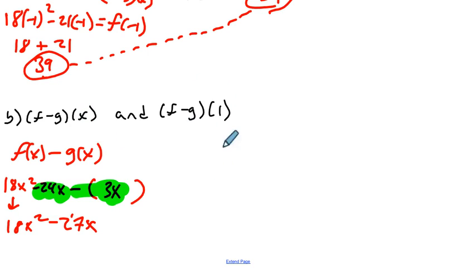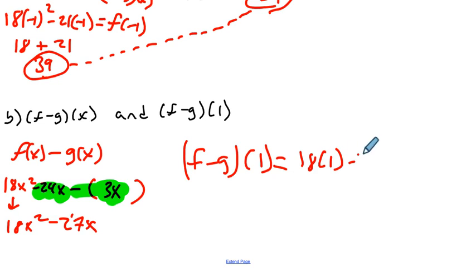So now if I want to find this, well, what is f minus g of 1? Well, that means I just take this and I plug in 1. 18 times 1 minus 27 times 1. 18 times 1 is 18. 27 times 1 is just 27. So then all we got to do now is just subtract those guys. Oh, my color changed. 18 minus 27, 20 minus 27 is... 18, 20 is 2, then yeah, that's negative 9. Okay. And that would be it.